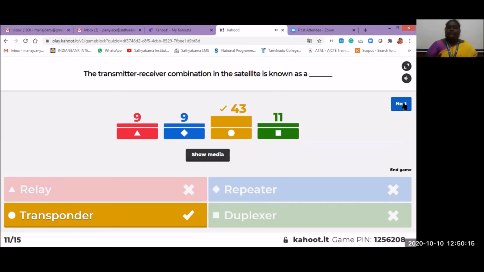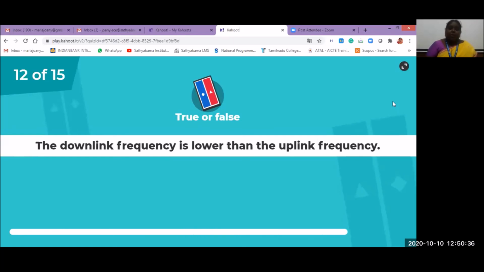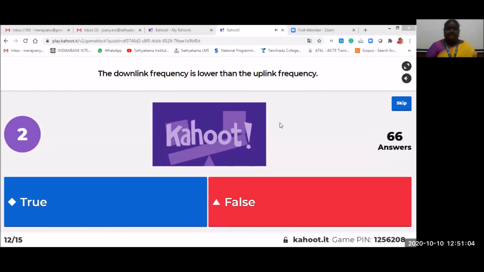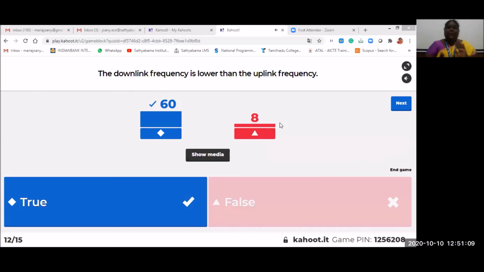Very good. The 12th question it is, the downlink frequency is lower than the uplink frequency. True or false? Yes, it is true. Maximum of people have answered it correctly. I think every day we have to have the quiz. Whatever topics we are taking, we have to revise every day by keeping Kahoot, I suppose. Very good. 60 people have answered it correctly.